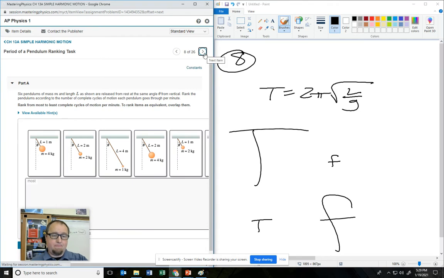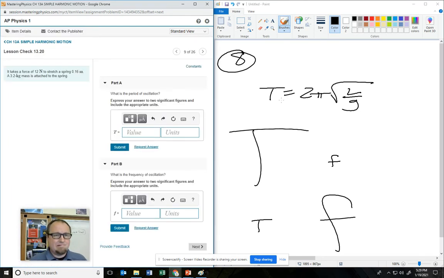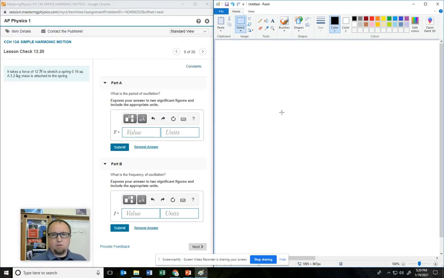Number 9. All right, so number 9, we're going to get into a little bit of numbers, so I'm going to walk with you. It takes a force of 12 newtons to stretch a spring 0.16 meters. So start there.